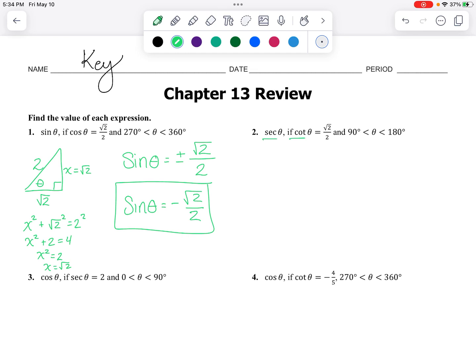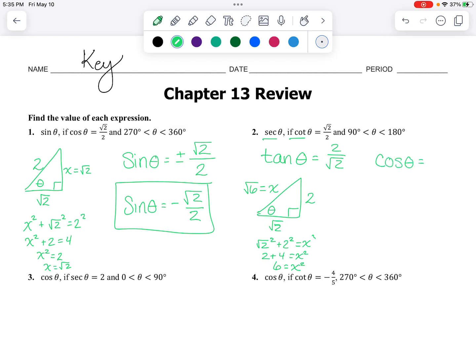Find secant if cotangent is square root of 2 over 2. Well, cotangent is the reciprocal of tangent, so that means tangent is 2 over square root of 2. So, right triangle. Tangent is opposite over adjacent. Okay, square root of 2 squared plus 2 squared equals x squared. That's 2, that's 4. That's 6 is x squared, so x is the square root of 6.